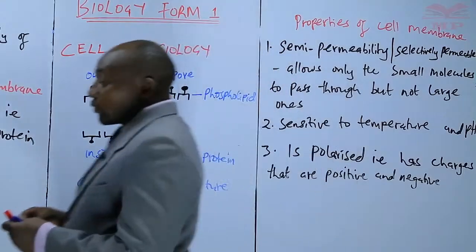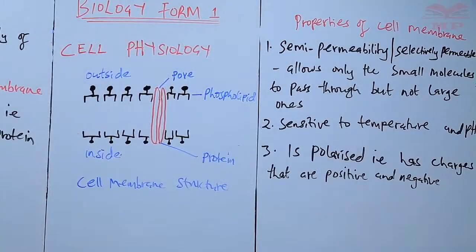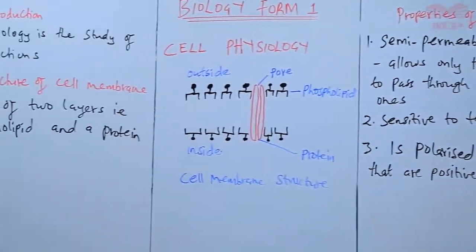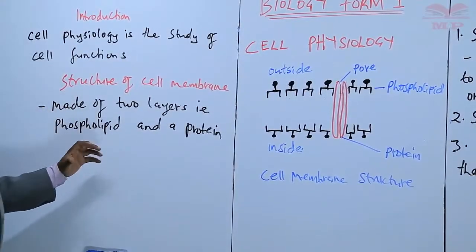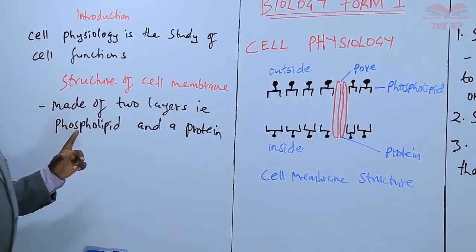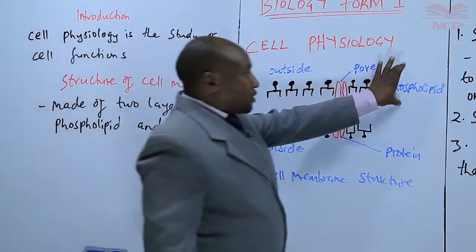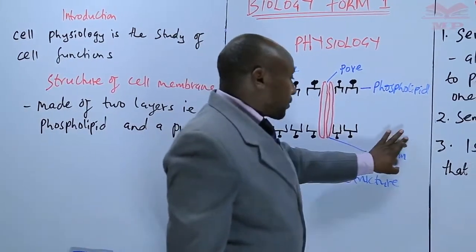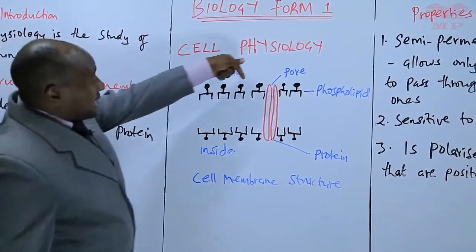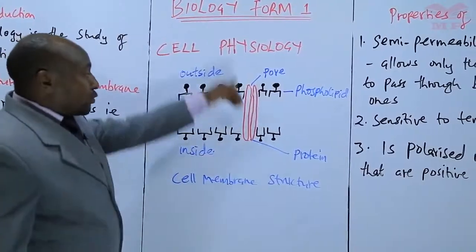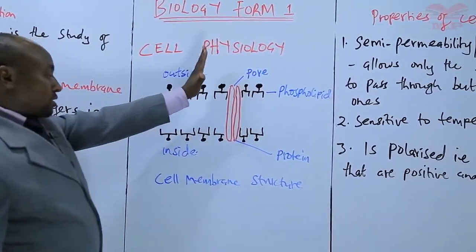So basically, we have looked at the objectives of the entire topic. We have listed them down. Then we have gone ahead and defined what cell physiology is, as the study of cell functions. We have looked at the structure of the cell membrane, and we have seen that the cell membrane is made of 2 layers. There is the phospholipid layer and there is the protein layer. And then we have also said that in the protein layer, there is a pore that allows materials to get in and out.